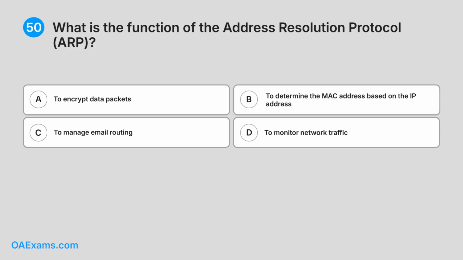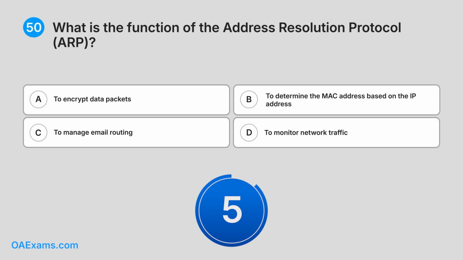50. What is the function of the Address Resolution Protocol, ARP? A. To encrypt data packets. B. To determine the MAC address based on the IP address. C. To manage email routing. D. To monitor network traffic. Do you know the answer?